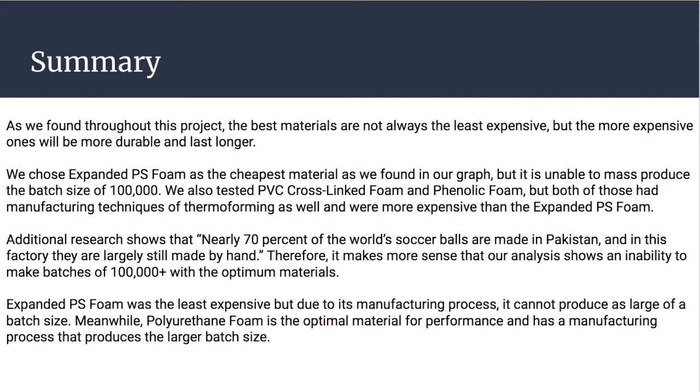Additional research shows that nearly 70% of the world's soccer balls are made in Pakistan, and in this factory they are largely still made by hand. Therefore, it makes more sense that our analysis shows an inability to make batch sizes of 100,000 plus with the optimum materials. Expanded PS foam is the least expensive, but due to its manufacturing process, it cannot produce as large of a batch size. Meanwhile, polyurethane foam is the optimal material for performance and has a manufacturing process that produces the larger batch size.